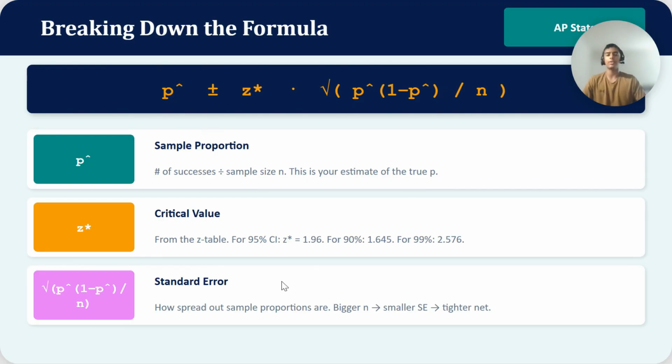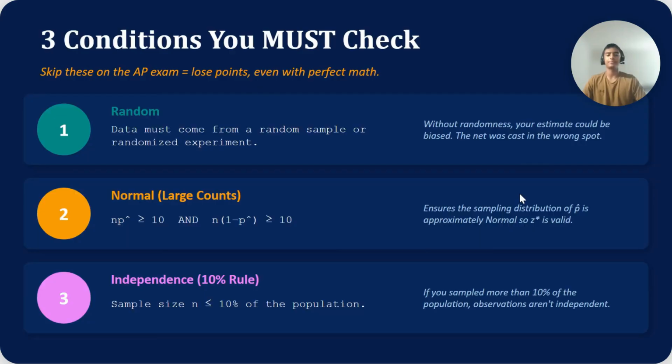Now, we have standard error. This is how spread out your sample proportions would be if you kept taking samples. The key insight: bigger n means smaller standard error, means a tighter interval. More fish in your net means a better estimate.